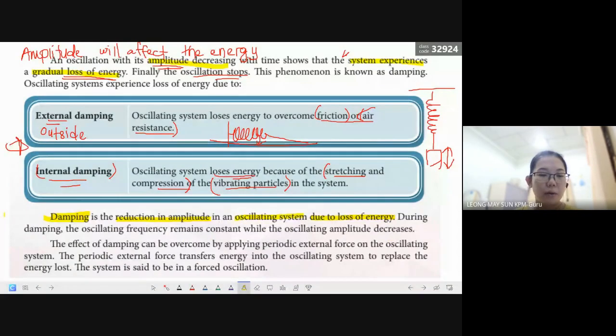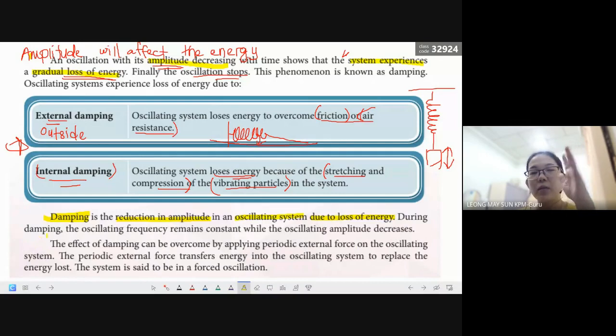Okay, in a short while before we start discussing reflection of wave, I will tell you what is the cause: when we change something, what is the responding effect of it? I already started with one, which is the amplitude and the effect of energy. Next, the effect of damping can be overcome by applying a periodic external force on the oscillating system.